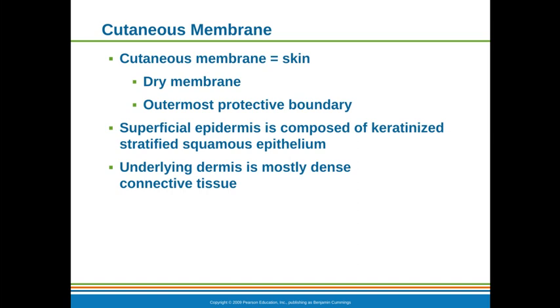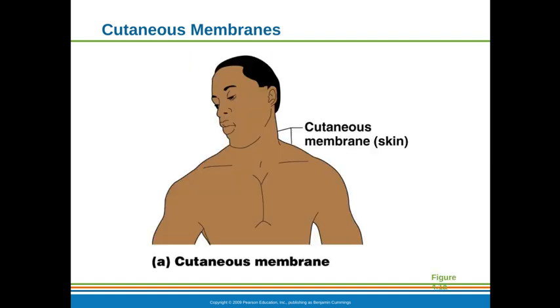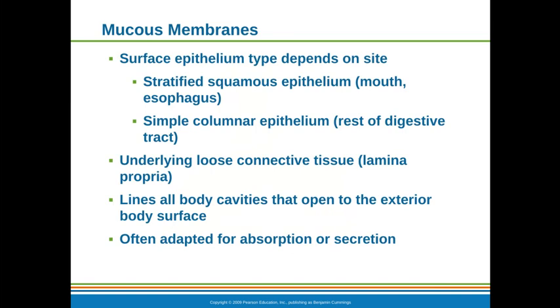Okay, it's the superficial epidermis is composed of keratinized stratified squamous epithelium. We talked about that in Chapter 3 on Lesson 3.5, and the underlying dermis is mostly dense connective tissue that will connect the skin, as we commonly call it, to the other tissues underneath, primarily being muscle. So we see it just being the outer covering of the body. So let's move to mucous membranes.